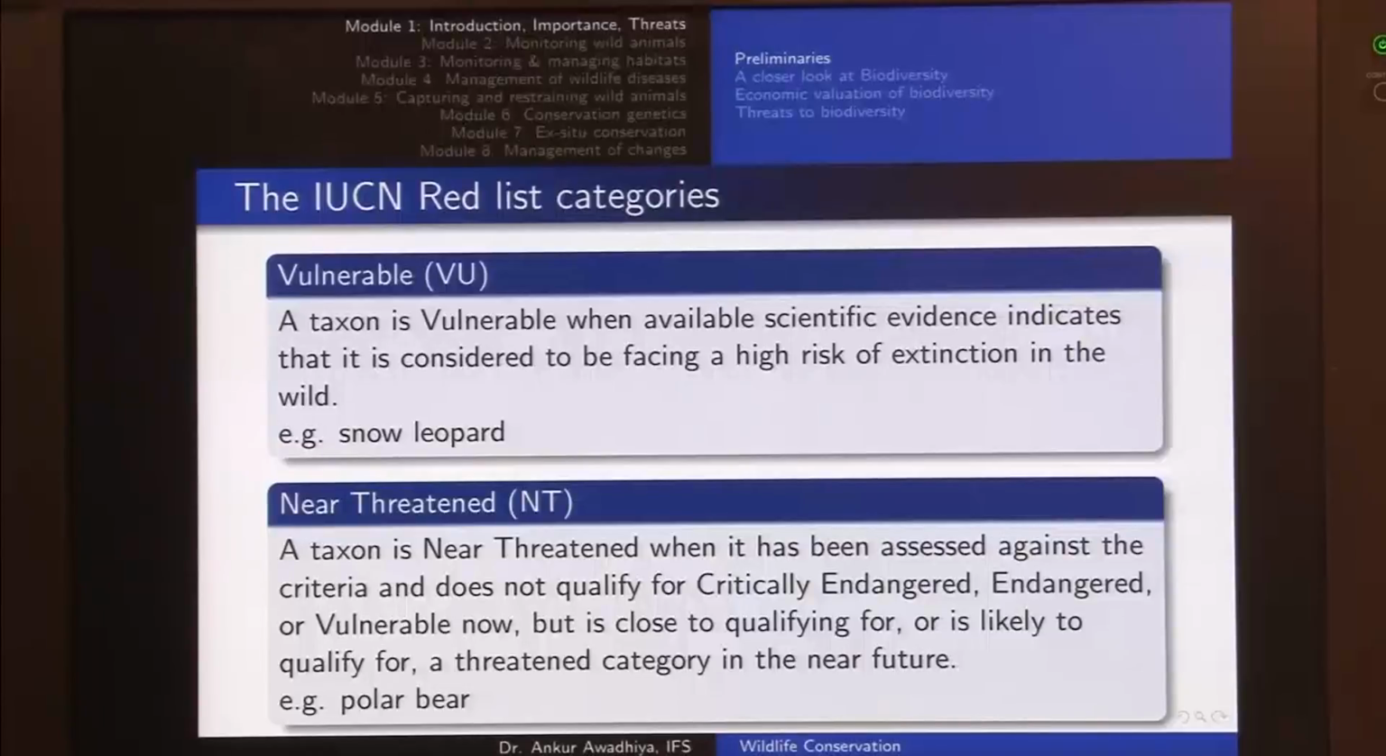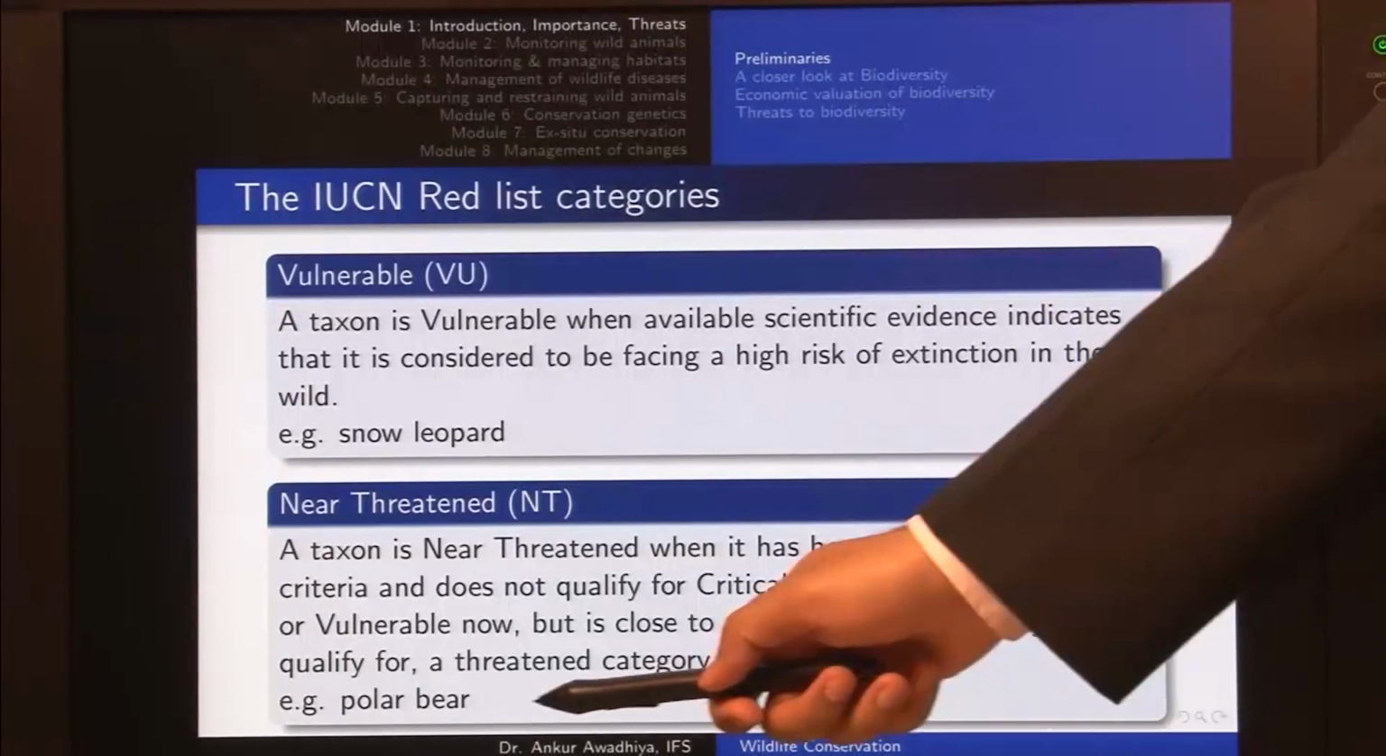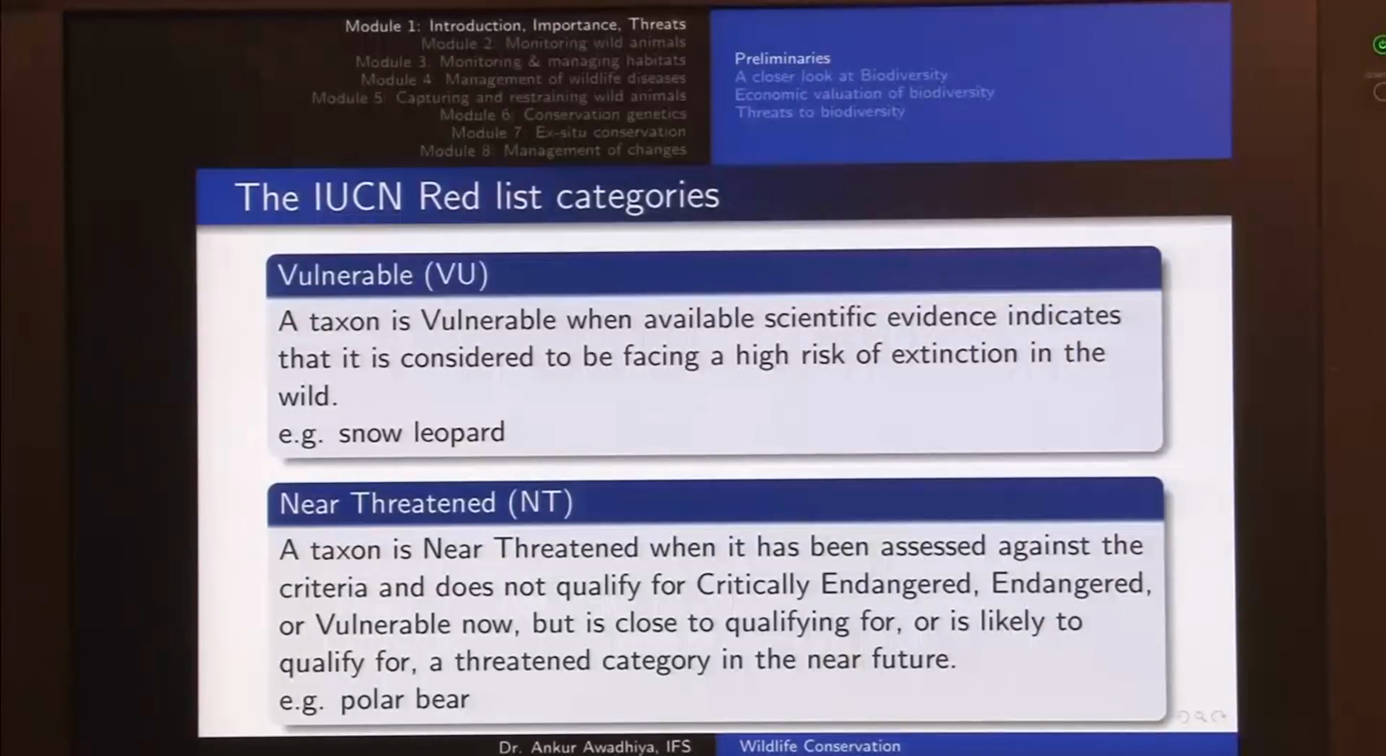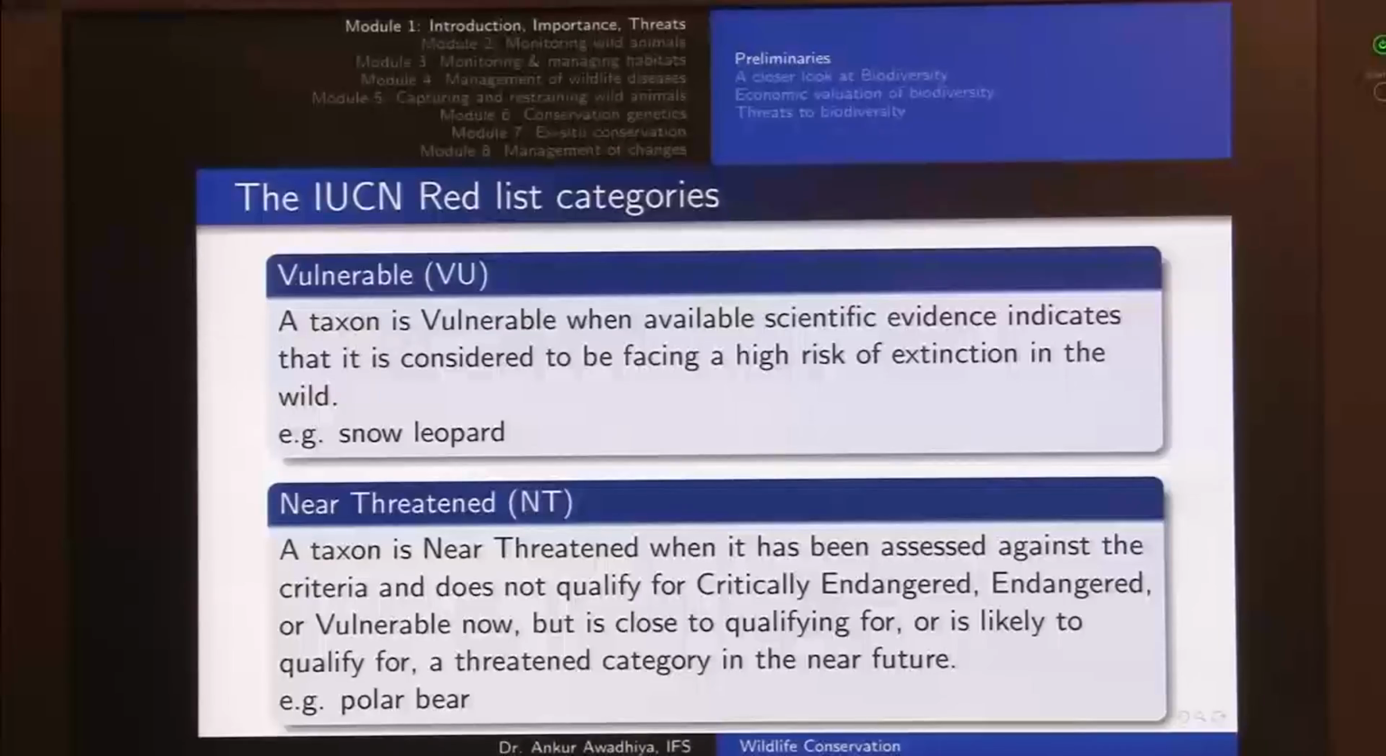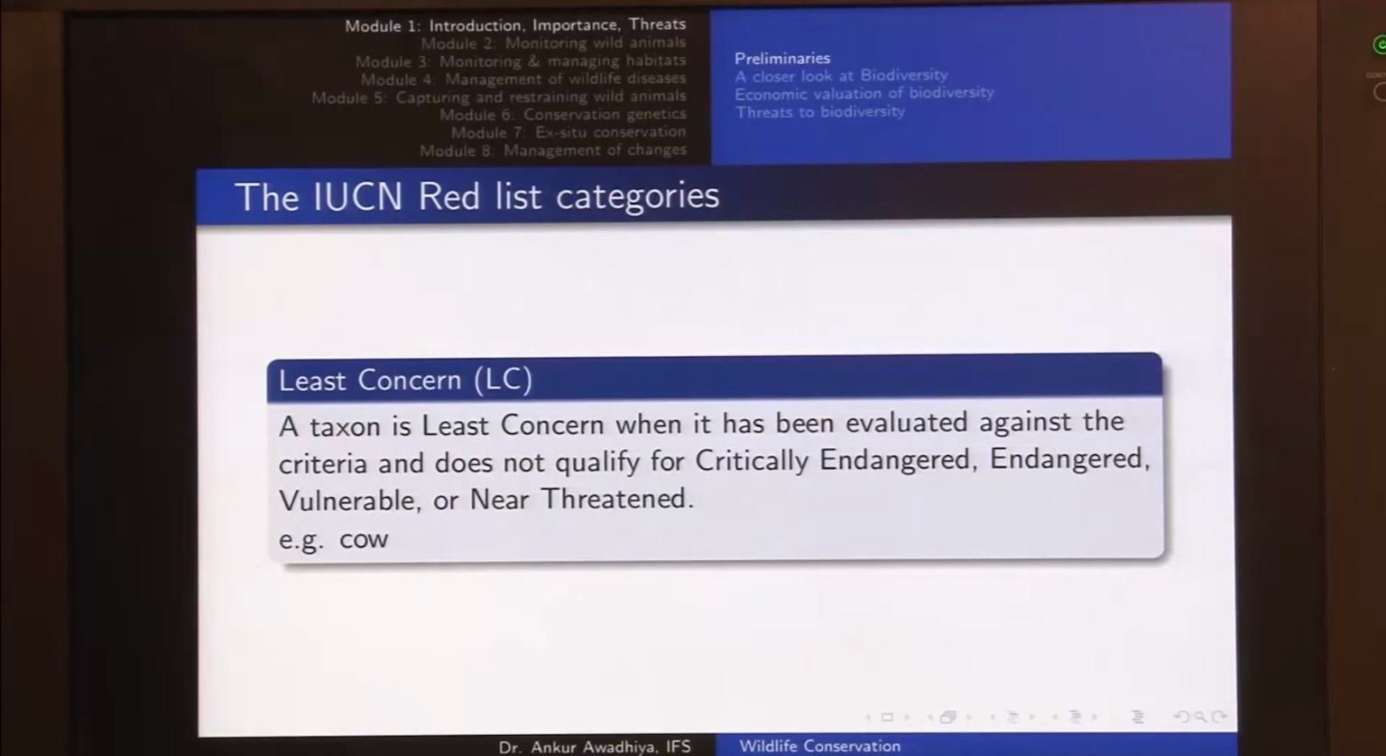Next we have near threatened. A taxon is near threatened when it has been assessed against the criteria and does not qualify for critically endangered and vulnerable now, but is close to qualifying for or is likely to qualify for a threatened category in near future. So, example includes polar bear. So, even though we have quite a number of polar bears left as of now, but because of climate changes and because of some amounts of hunting that is going on for the fur of this animal, it is a near threatened animal, and very soon, if nothing is done, if things go as usual, then it might become vulnerable.